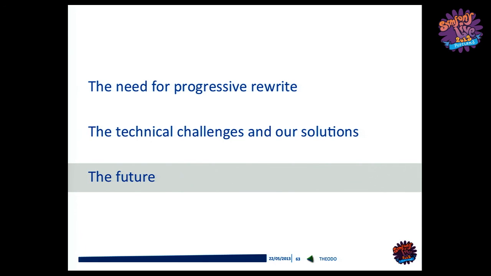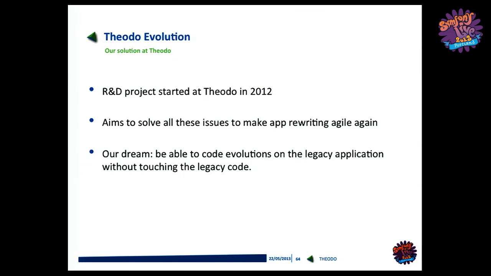So, we've seen the seven steps to enlightenment in Symfony 2. What does the future look like? The open source bundles I showed you are part of an R&D project that we started at Theodo in 2012. The idea was really to try to solve all the issues that make app rewriting hard and to make it agile again. Our dream, because we're trying to do this on an industrial level, is not to make custom solutions every time, but to have a generic solution that would enable us to work on a legacy app without actually touching the legacy code, just by wrapping our bundles around it. And we've done quite some things already in that direction.